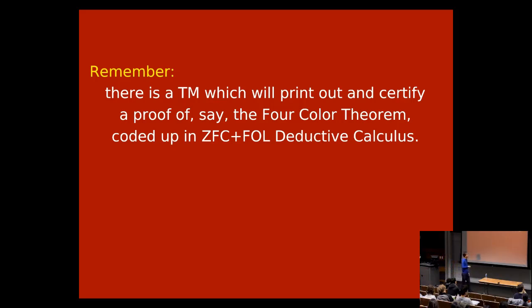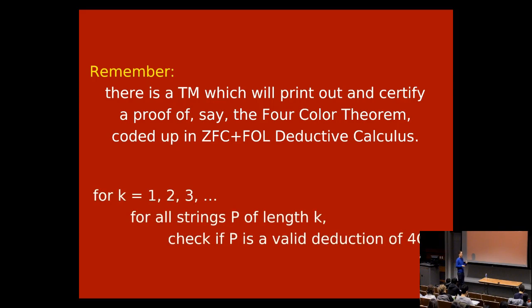It's true. It's quite complicated, but there is a Turing machine. Once we know that it's true, we can write down a Turing machine which will eventually print out a proof of it. It'll take a really, really, really long time, but it's just this. You just try out all strings of length 1, 2, 3, 4. For each one, check if it's a valid deduction, starting from the axioms of ZFC, applying these deductive calculus rules, and ending with the statement of the 4-color theorem. So this would be very slow, but it's an algorithm that would do it.